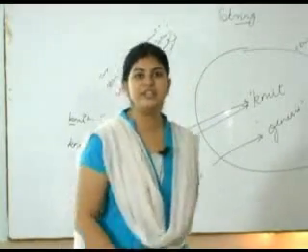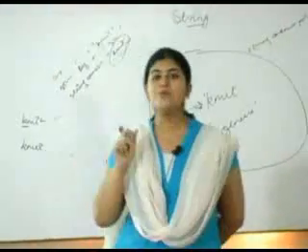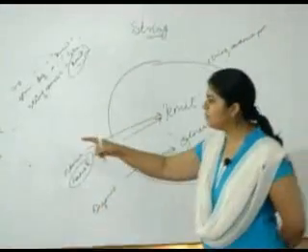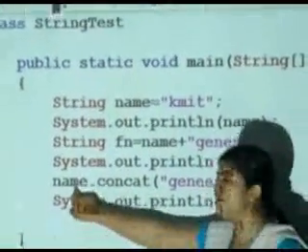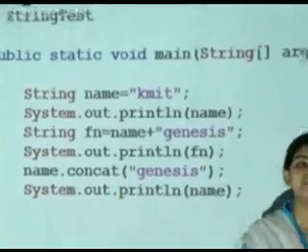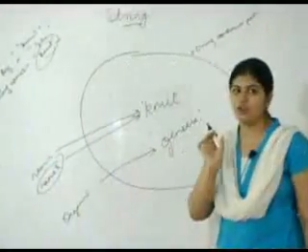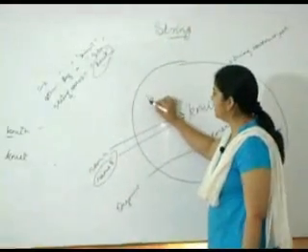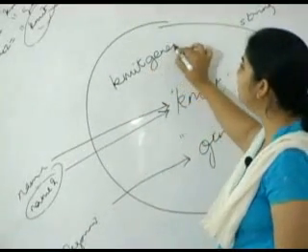The solution is in the definition of your concat itself. If you would have seen fully, can you please go to string test? Here I am trying to change on line number 9. I am saying name, I want to concatenate you with Genesis. What is happening over here? A new object is getting created. Whenever I use the word concat, a new object is getting created, and the value of this object is KMIT Genesis.